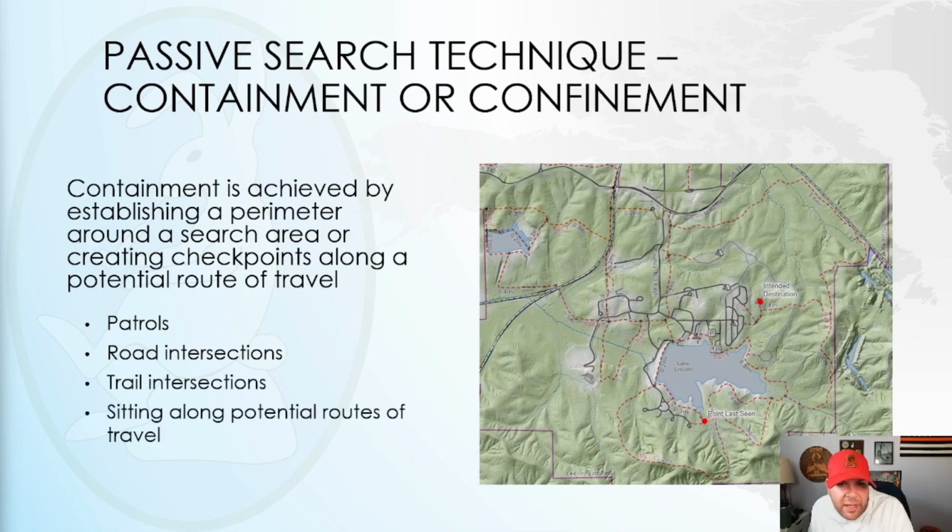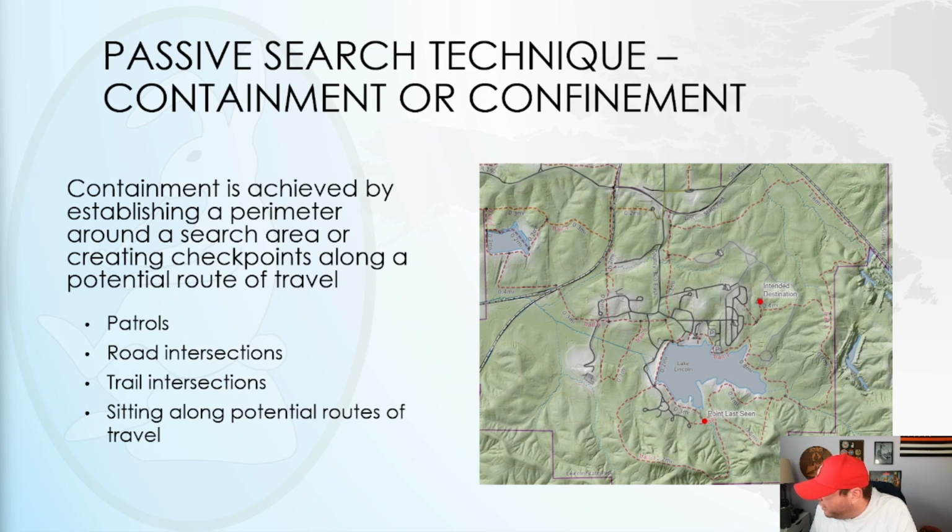Again, with a passive technique, we're trying to draw the victim to a certain spot, or we're trying to intercept the victim on their line of travel, and we do the latter by containment or confinement. They both have the same meaning, but I've heard them used interchangeably. This is achieved by establishing a perimeter around a search area or creating checkpoints along a potential route of travel. Think of patrols, road intersections, trail intersections. Looking at the routes of travel on the map and having people just sit on those and see if we can catch someone walking into the area.